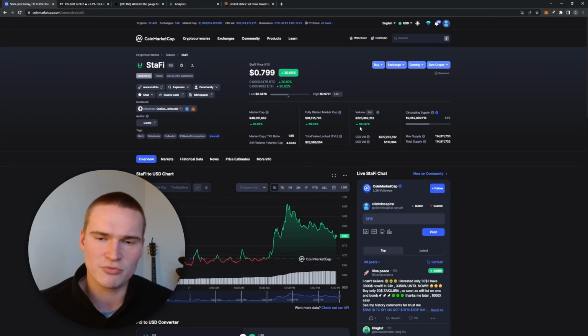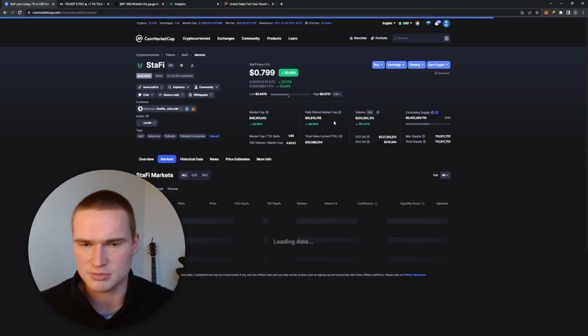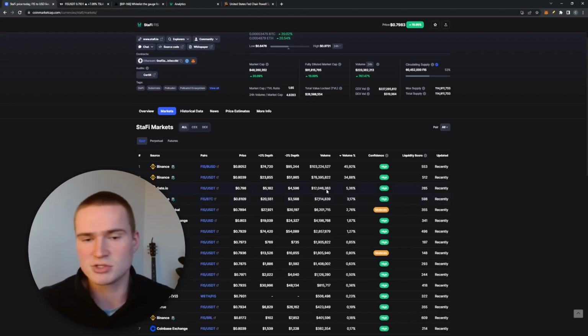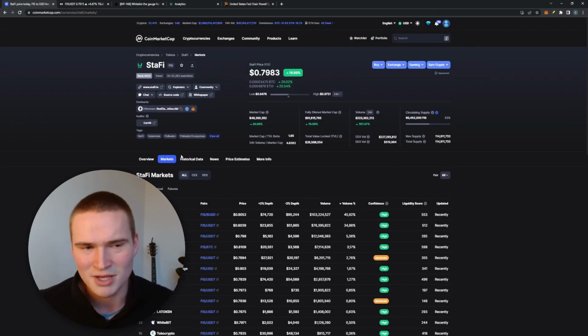If you take a look at the volume, first of all, when I saw the volume, I thought, all right, this is manipulated. But it does seem that the volume is legit. It's mostly coming from Binance and some other big exchanges. So it doesn't seem like it's manipulated.